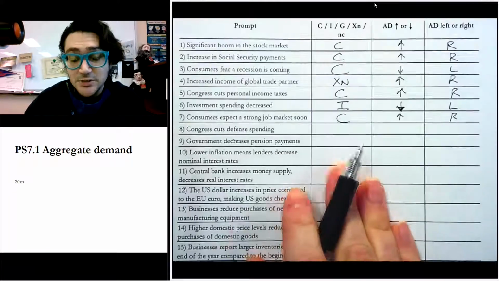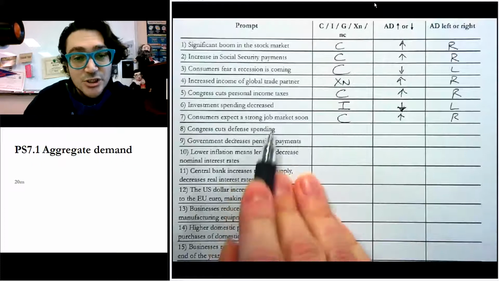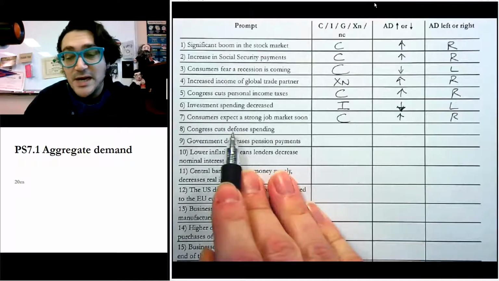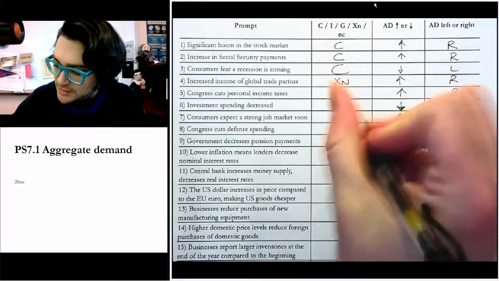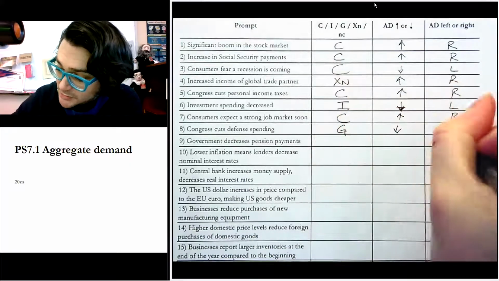Congress cuts defense spending. So this is the first time, right, we've seen where they're actually changing the government spending on stuff. Maybe they're not buying as many battleships. Well, they don't have any battleships. Maybe they're not buying as many aircraft carriers, right? So G, decrease to the left.